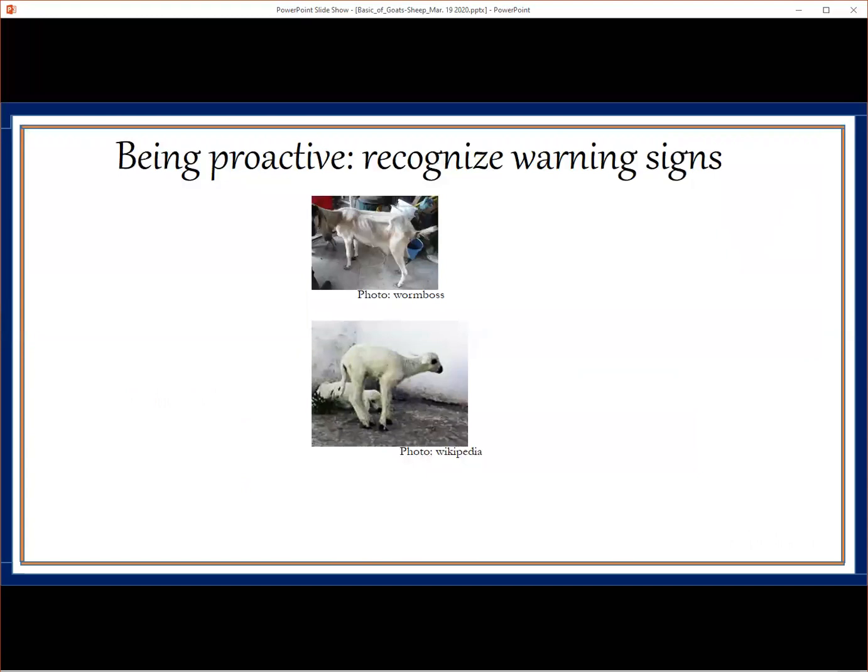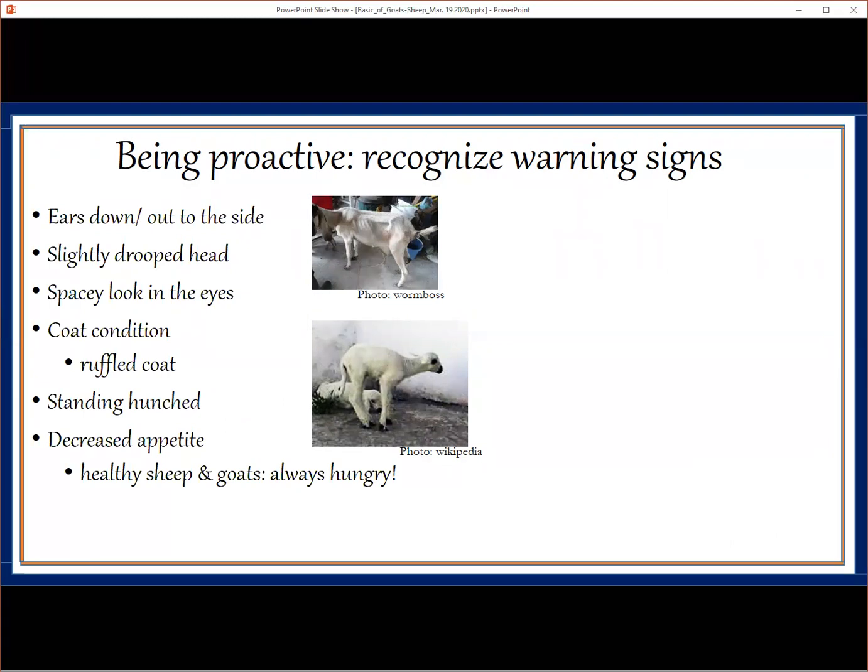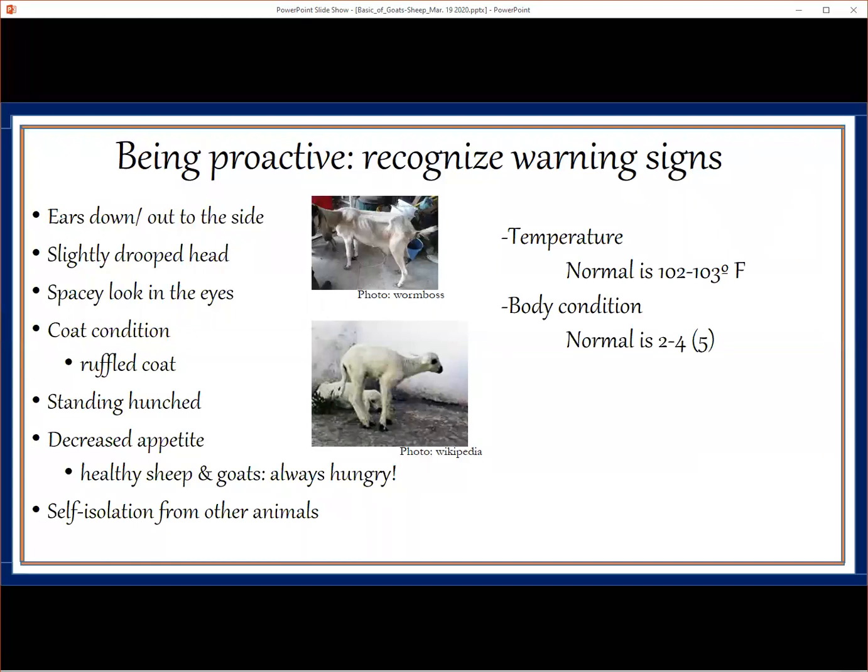And so the point I want to make from here on is that being proactive prevents you from being reactive. You can see warning signs in the two pictures over there of animals that are not looking great, and there are things to learn. The normal temperature of a goat or a sheep is 102 to 103. Body condition, that one you can be taught by somebody who is experienced in raising sheep or goats, or a veterinarian.